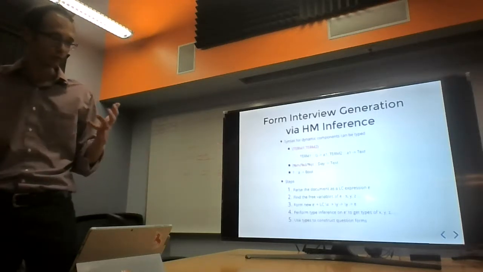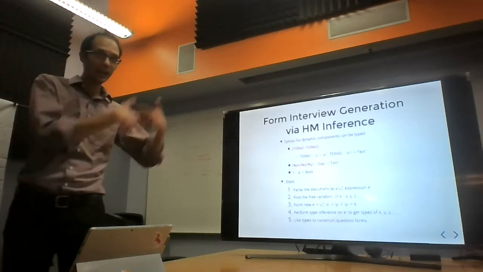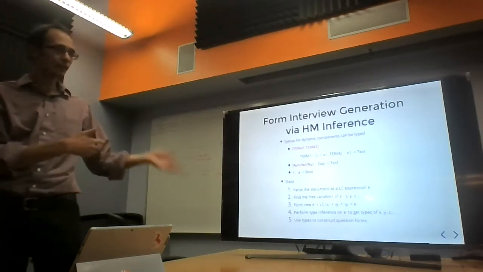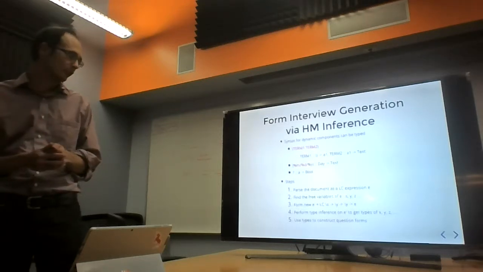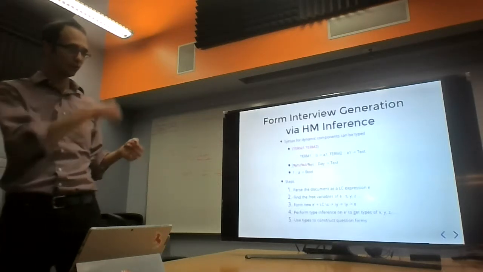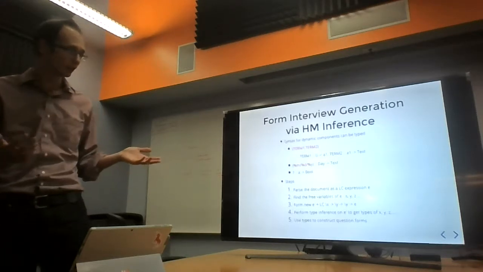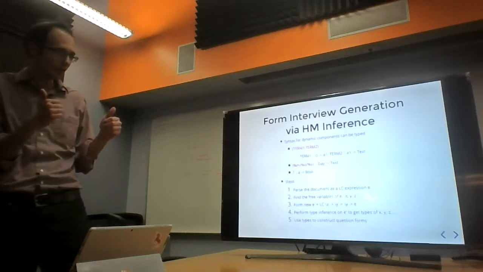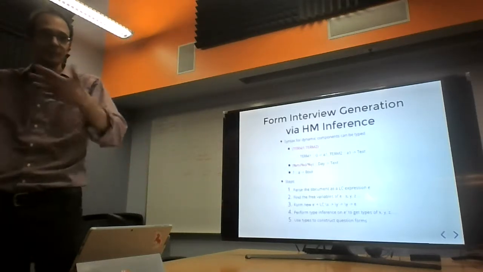So the steps for putting this together were essentially: parse the document and get a lambda expression, find the free variables, basically the keywords that are going to show up in there, form a new lambda expression so that those are all things that we pass in, perform type inference to get the type of this new expression, and then we can pick off the types for all the input parameters to figure out the types of the rows.